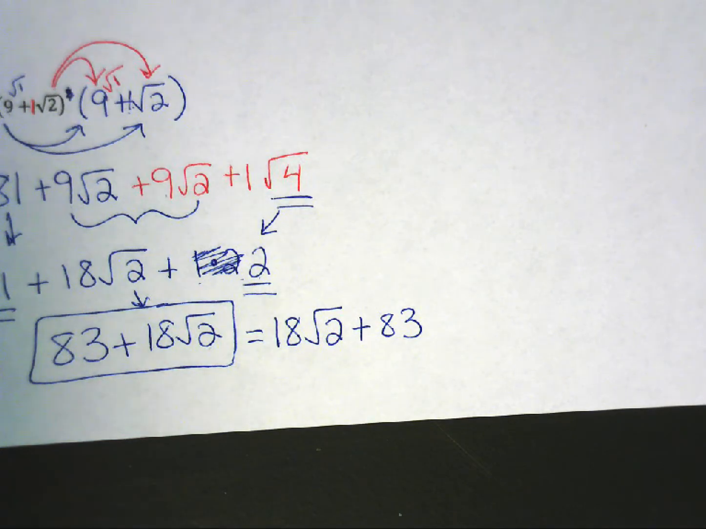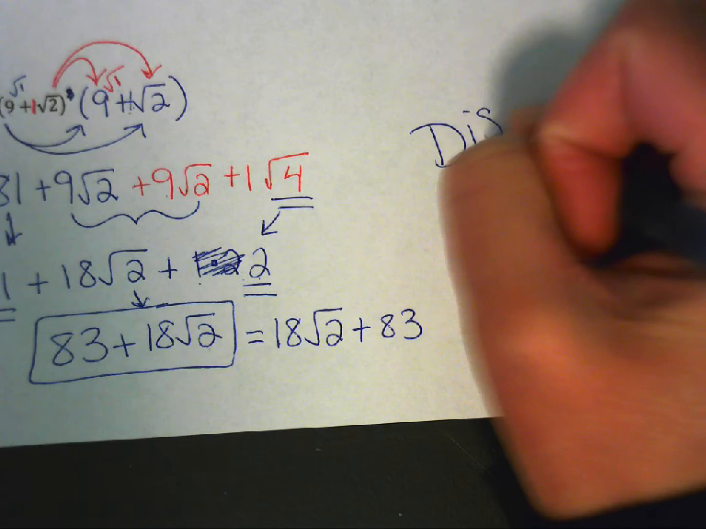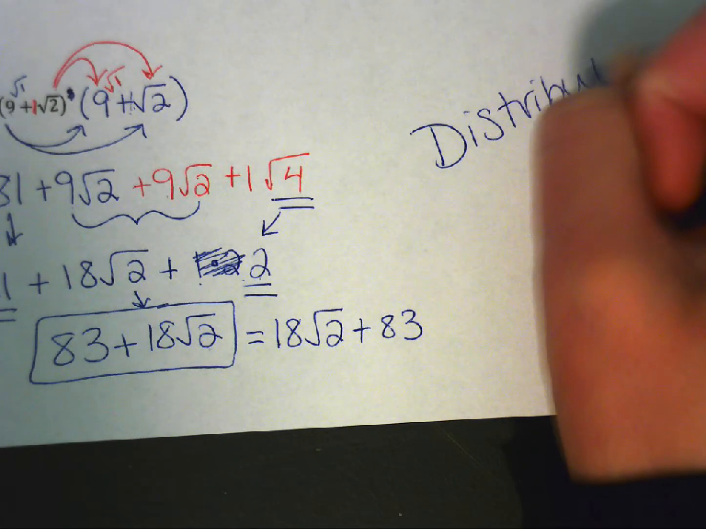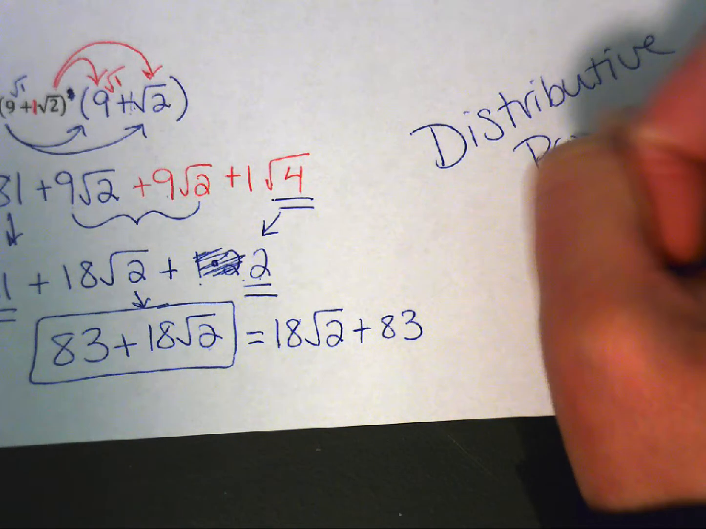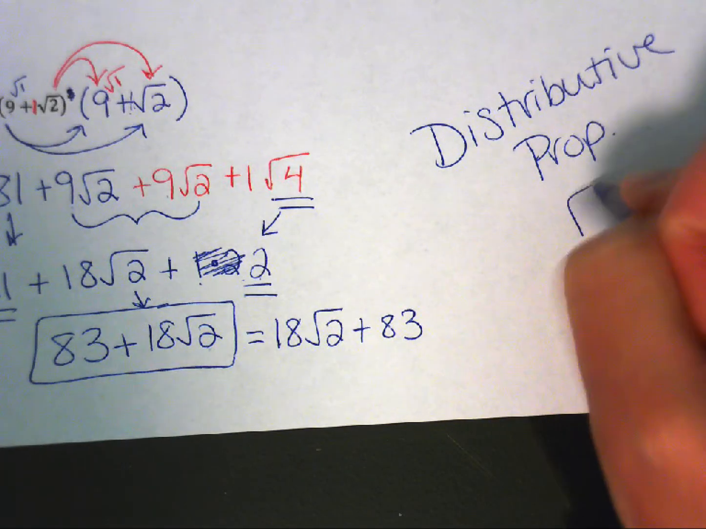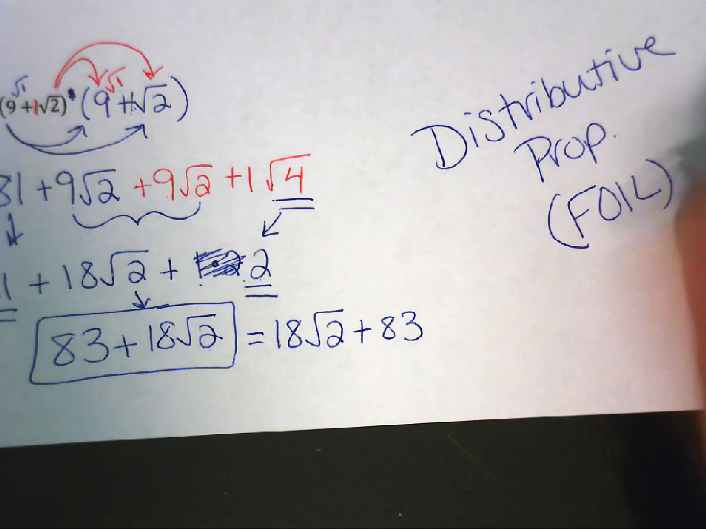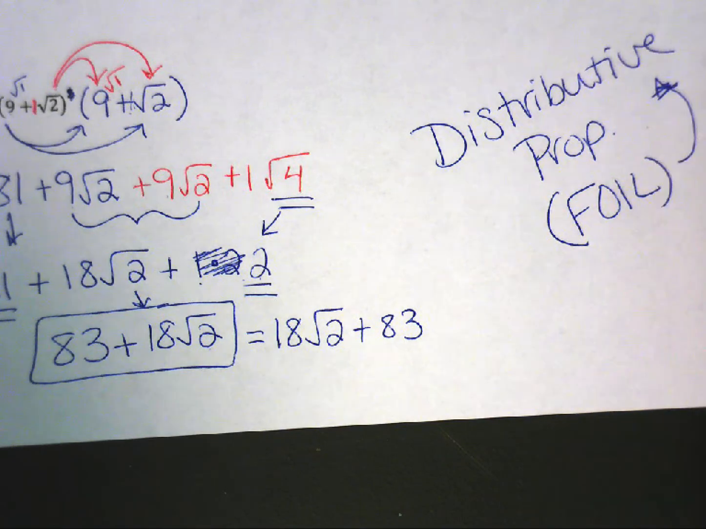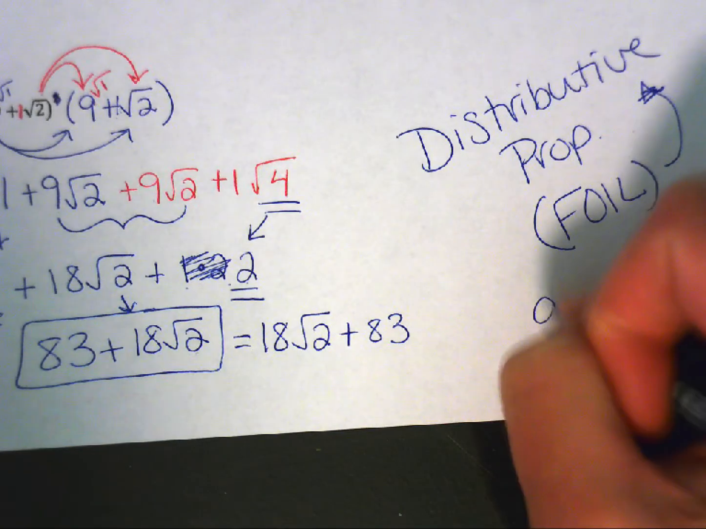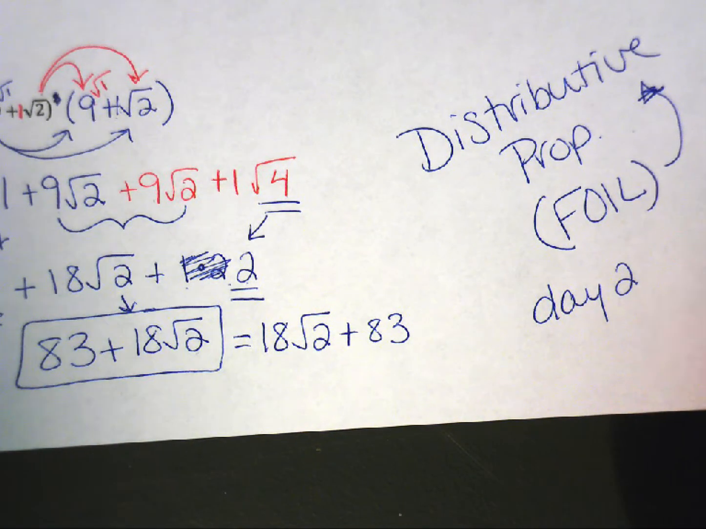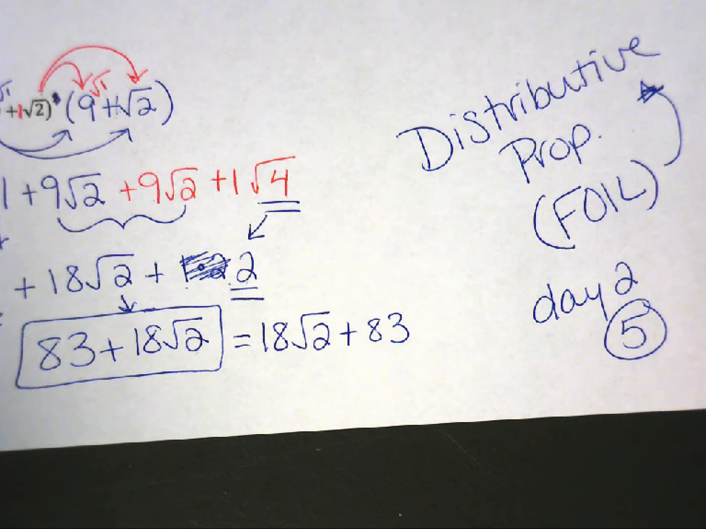Okay? So really today's lesson is just really kind of the distributive property. And then when you get 2 binomials, you can FOIL. But remember, FOILing is the distributive property. Okay? So that wraps up our day 2. Remember, we're going to do 5 days of this because there's so much content.